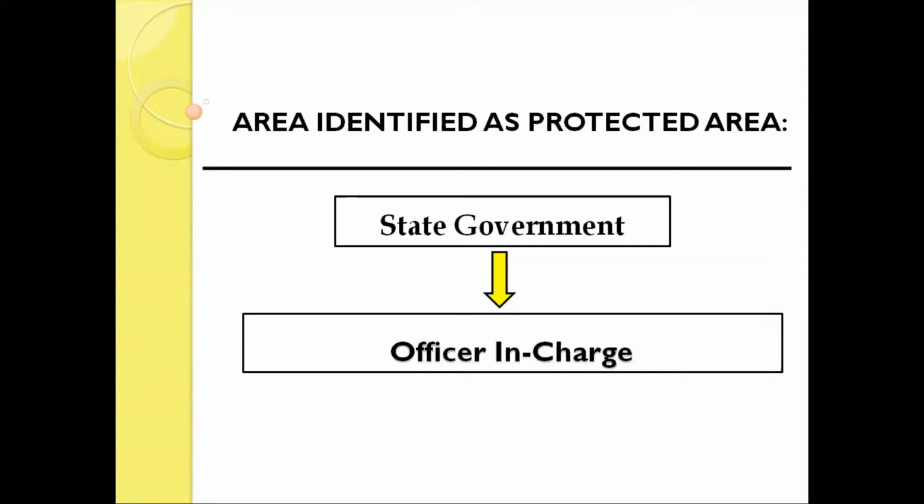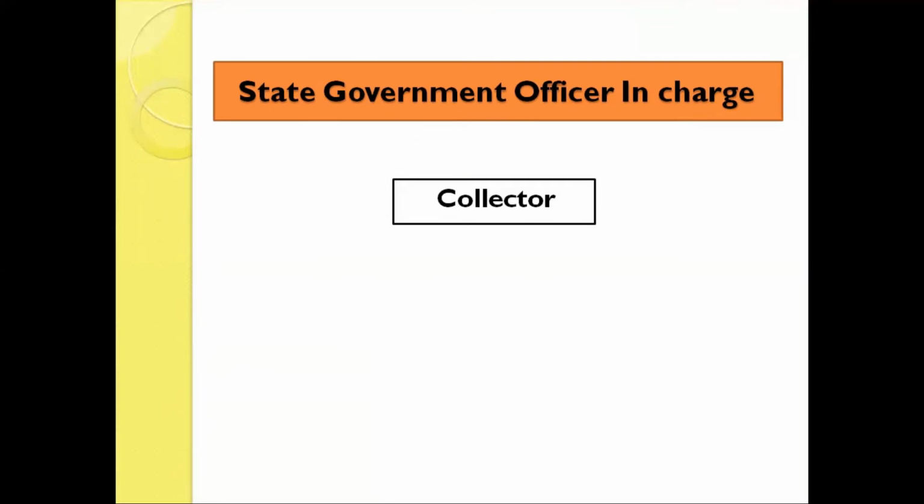Next, once the area has fulfilled the required criteria and it is decided to be notified and declared as a national park or wildlife sanctuary, then the state government will appoint an officer in charge or authorized person for the notified or declared national park and wildlife sanctuary. The state government will first appoint the collector, the officer who will take care of the administration work before the area is declared as a national park or wildlife sanctuary.